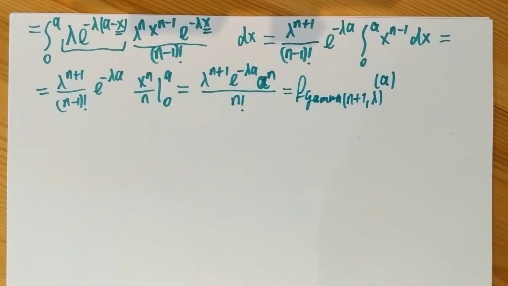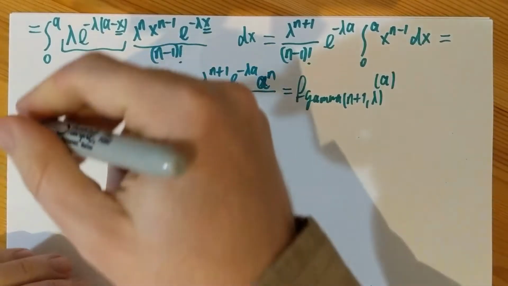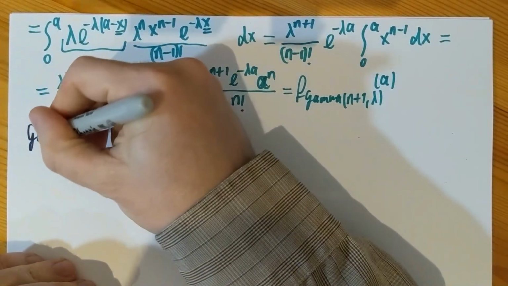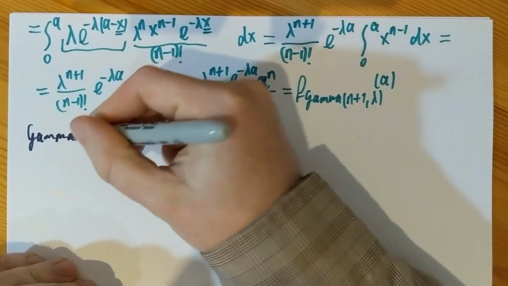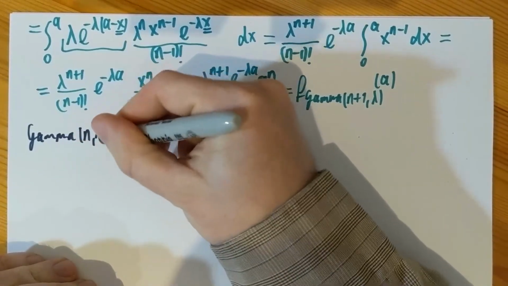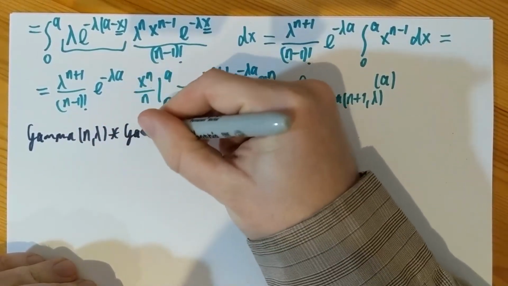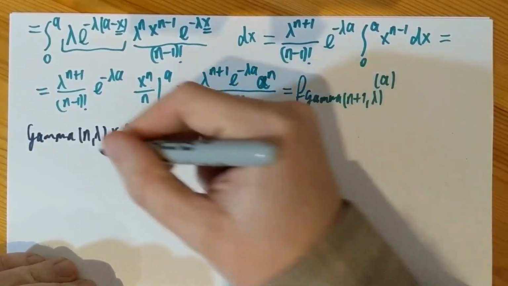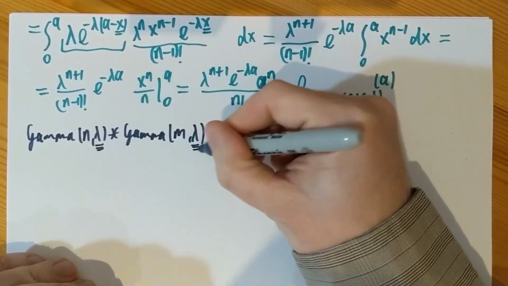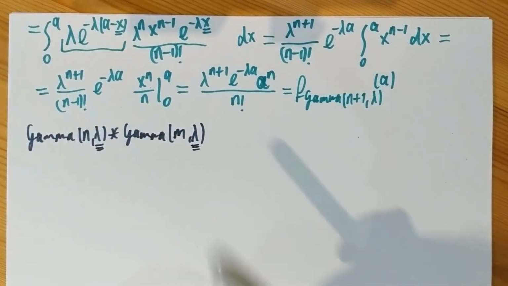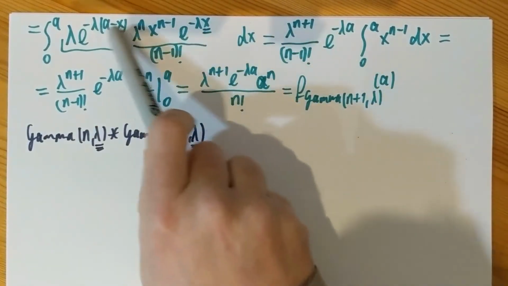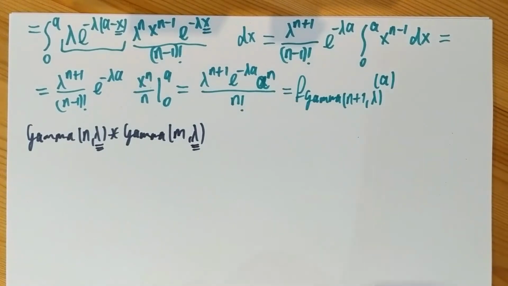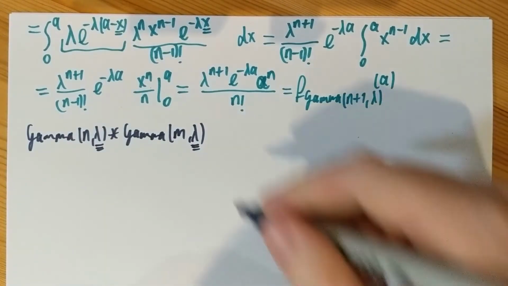Of course, it follows from here that if I now do gamma convolution with another gamma random variable, gamma of n, lambda convolved with gamma of m, lambda, notice that the lambda parameter needs to be the same. If the lambda parameter is not the same, then I don't have this nice cancellation up here with the exponentials. So I need the lambda parameter, the rate parameter, to be the same.